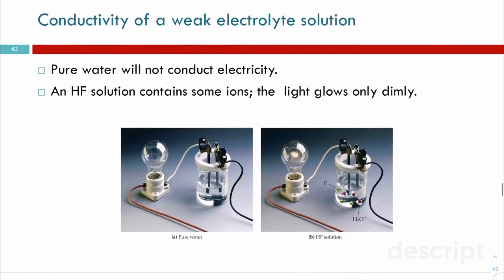And when it comes to conducting electricity, because there are fewer ions in the solution, it's also going to conduct electricity weakly. So I think there was one solution that was reliably dim in the solubility lab, and I think it was the weak acid, glacial acetic acid.